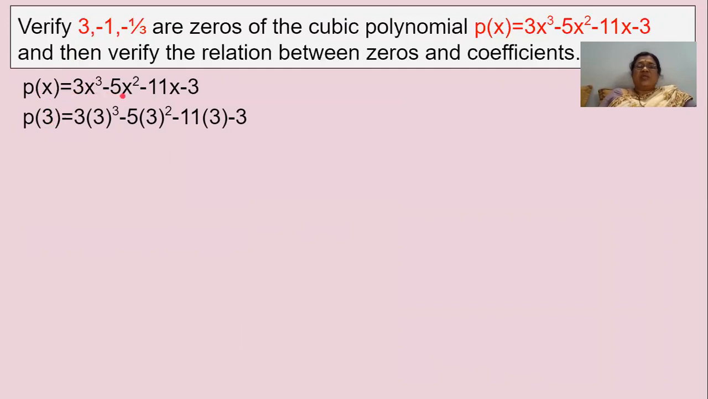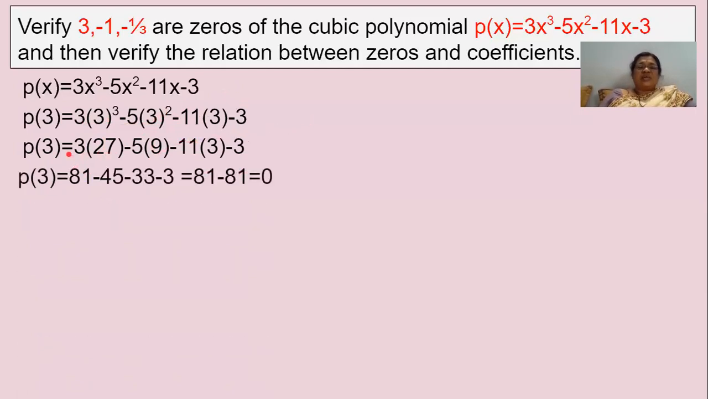So every time, wherever you see x, you just keep a bracket. In place of x, you replace x with a bracket like this, and you have to put 3 in the bracket like this. So this is the second step. Here 3 3s are 9, 9 3s are 27 you'll get here. 3 3s are 9 you'll get here.